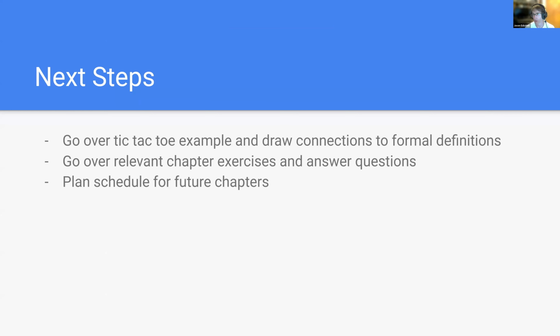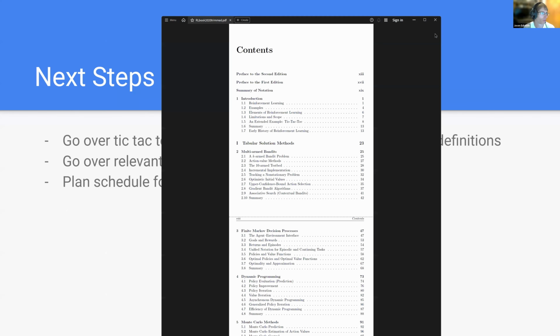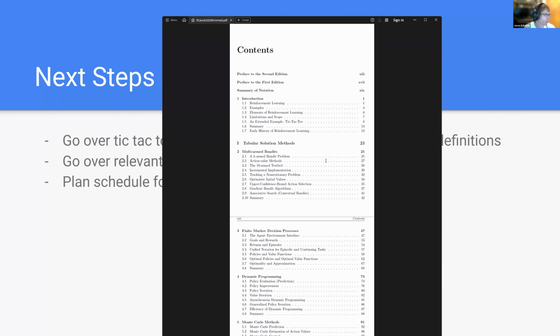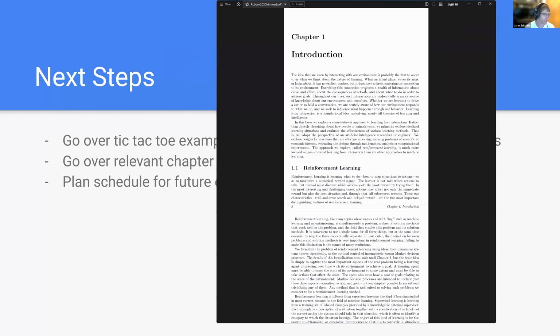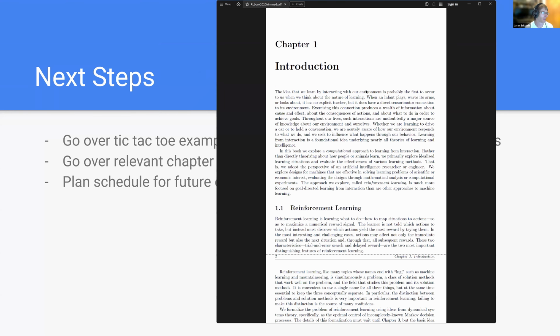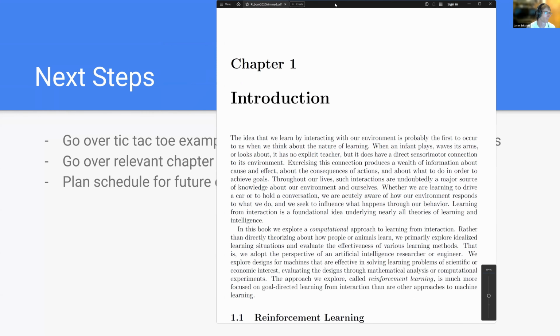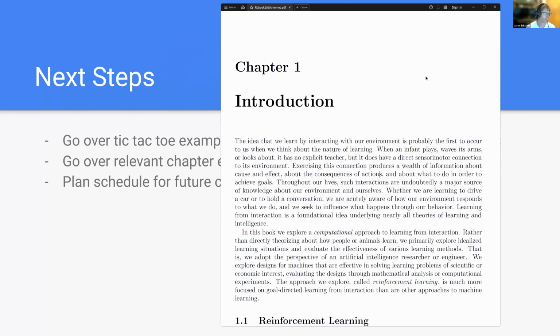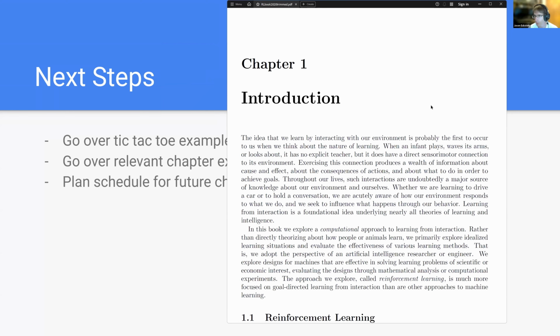So the rest of chapter 1 does talk about this tic-tac-toe example, which ends up being the subject of a few of the exercise questions. And why don't I actually show this part of the chapter. So this is the introduction, and I do recommend actually reading the introduction if you haven't before. It's a pretty good summary of the topic. I don't think it would be a waste of time to read it even after looking at this slideshow.